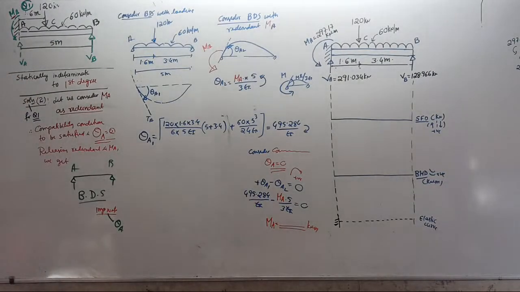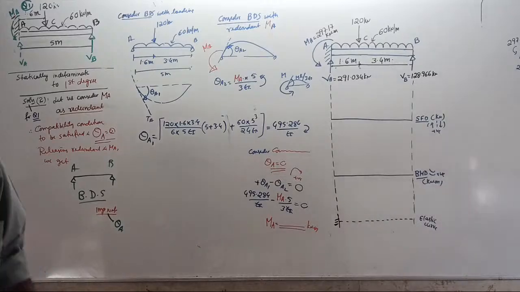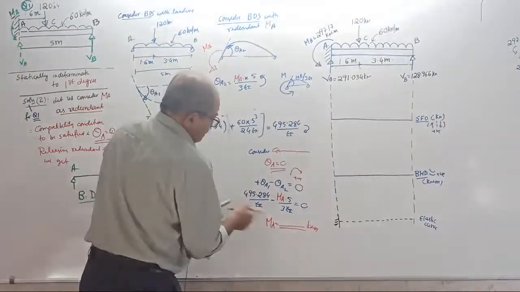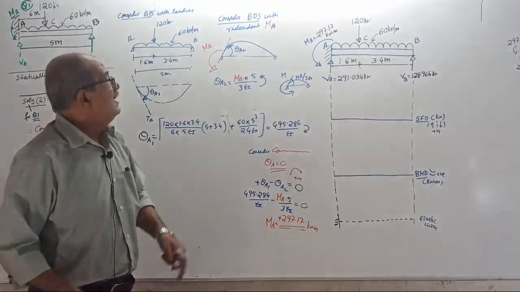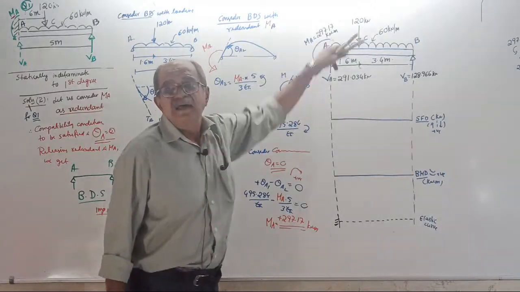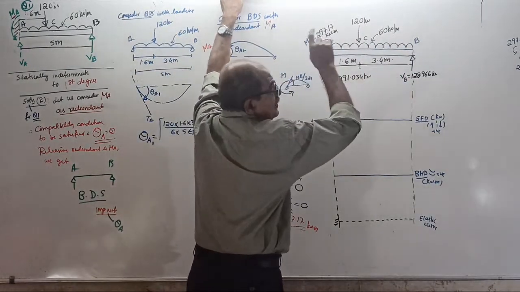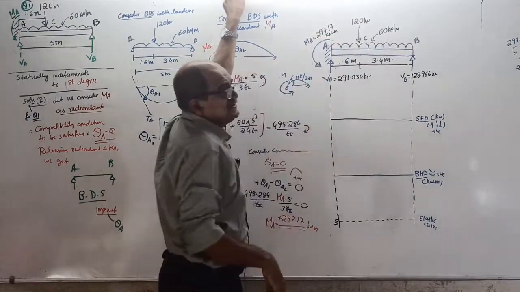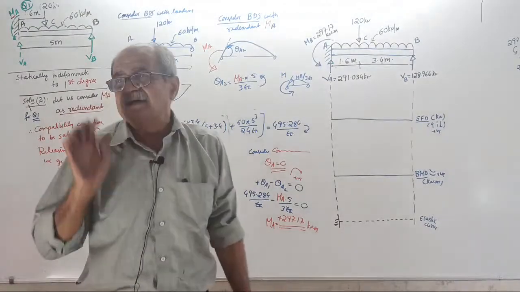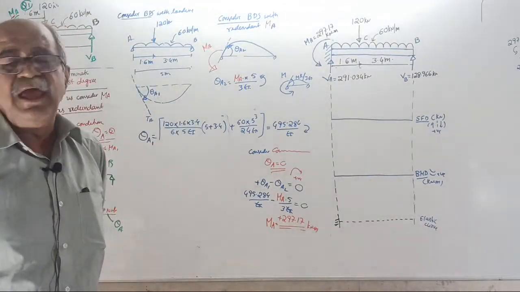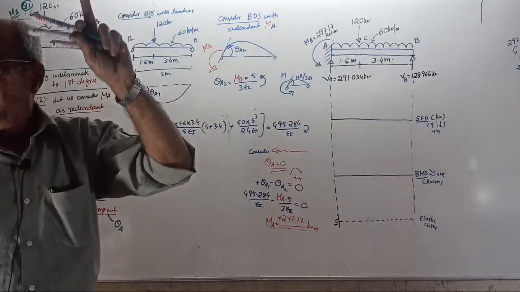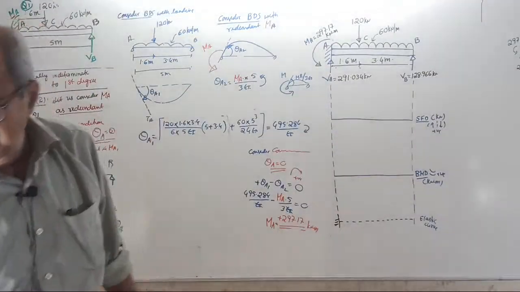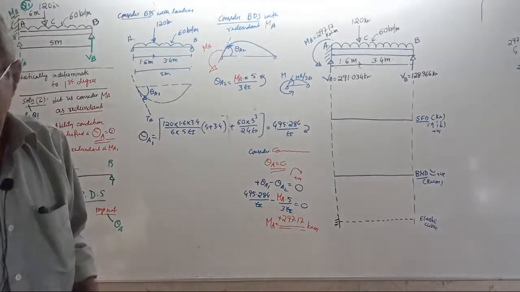Answer: 297.17 kilonewton meter. Last time we got VB, then using VB we found MA. This time we got MA. Is the answer we get today by this approach, changing the redundant, the same as what we got yesterday when we took VB as redundant? Yes, exactly the same.